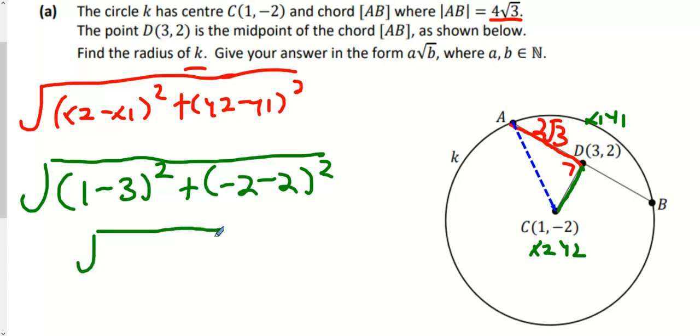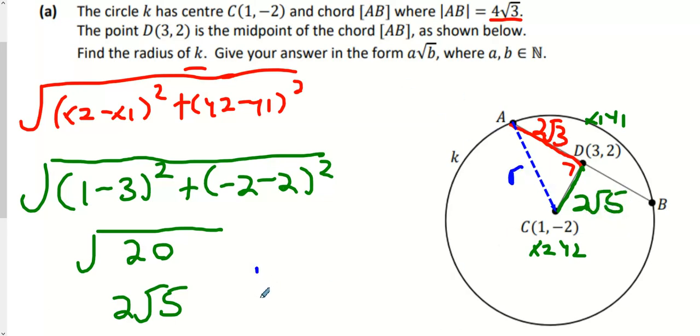And then when we throw all that into the calculator, we should get a value of 2 root 5 or root 20. Okay, so we know that this green section is now 2 root 5. Now we're after the blue section, which is the radius. We're going to use Pythagoras' theorem. Radius squared equals 2 root 3 squared plus 2 root 5 squared.